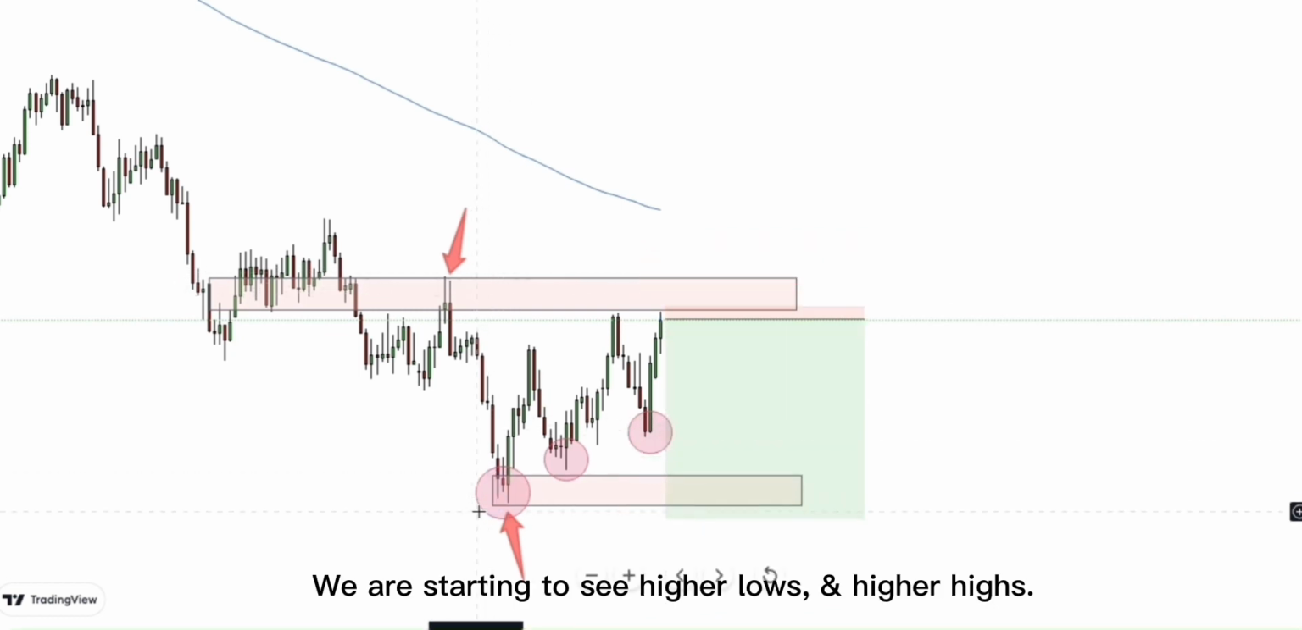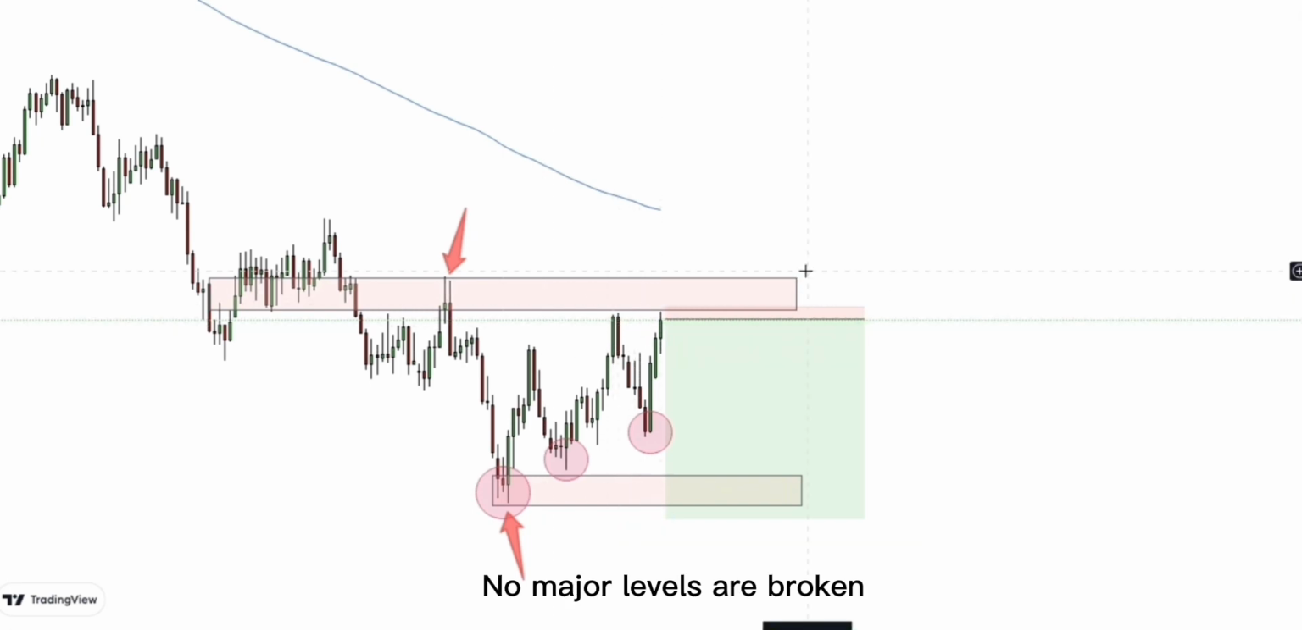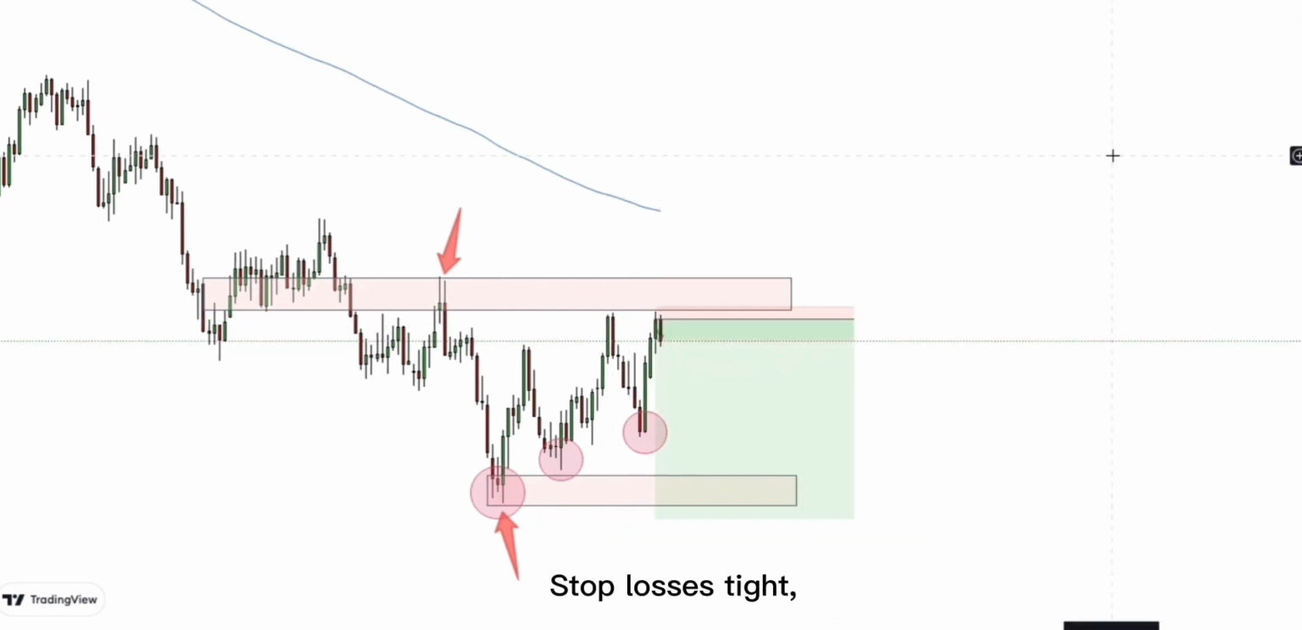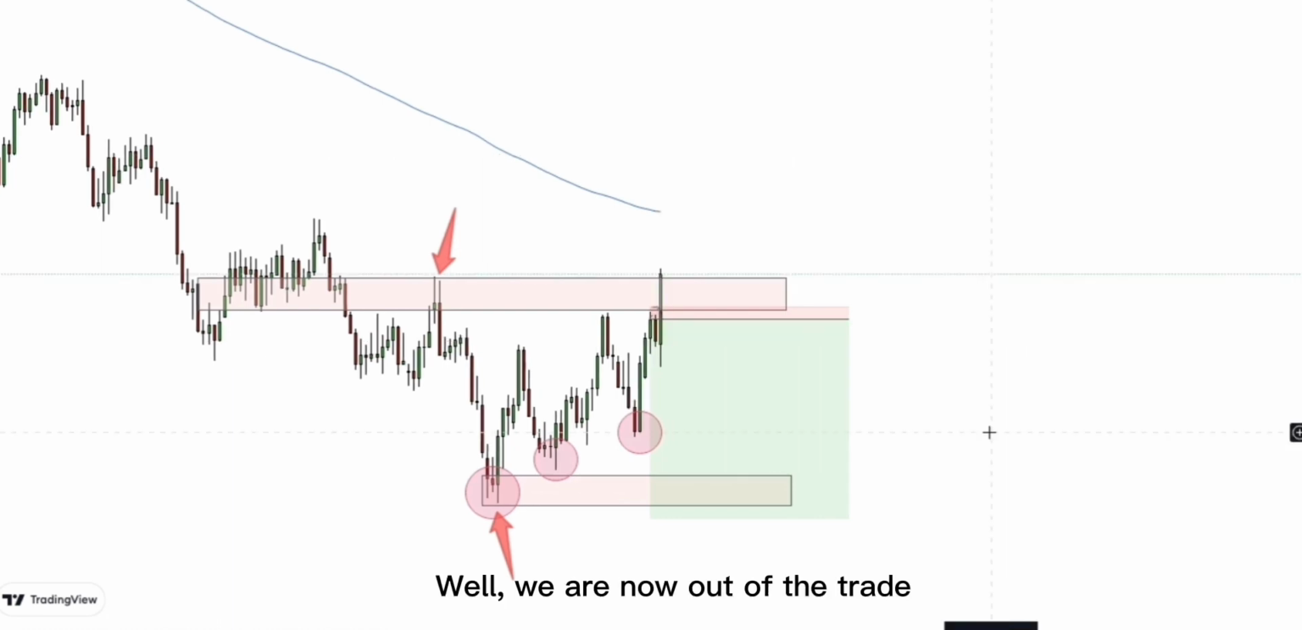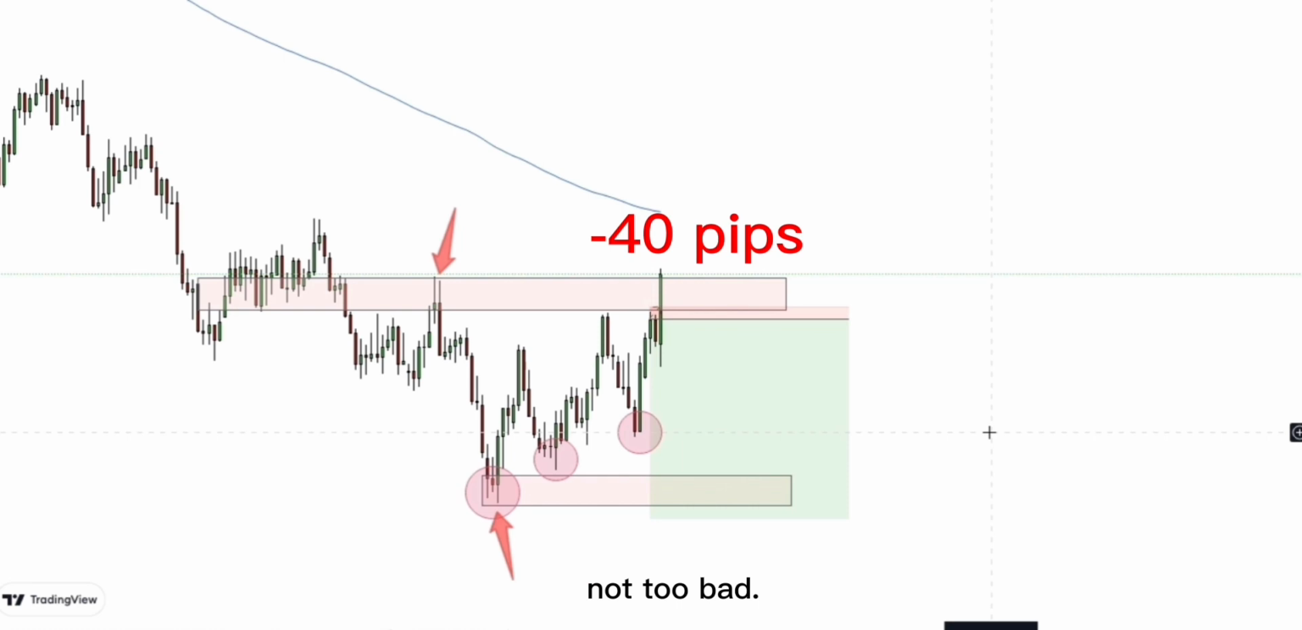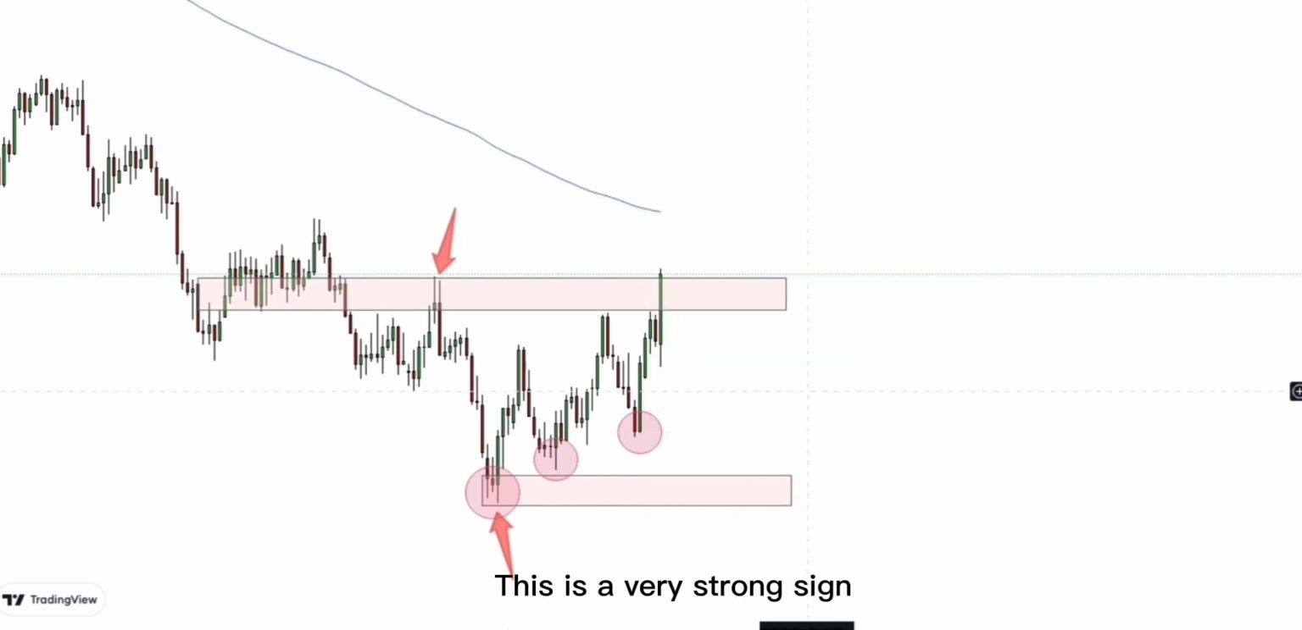We are starting to see higher lows and higher highs. No major levels are broken. We are going to sell again. Stop loss is tight. We are in profit. Well, we are now out of the trade and we have lost 40 pips. Not too bad. This is a very strong sign of a potential change in direction.